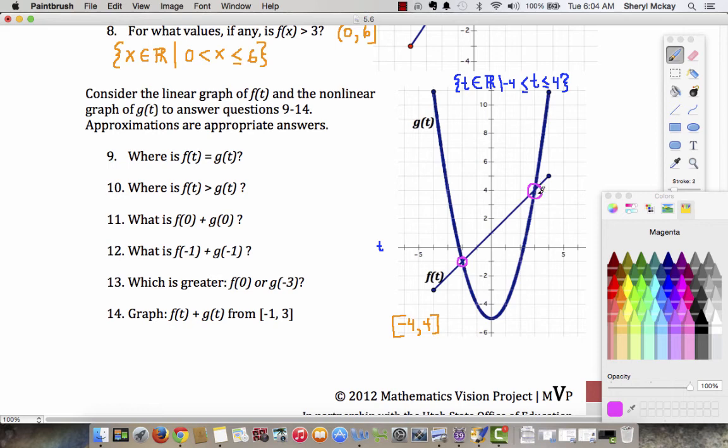That's where, when I put t in to f of t, I get the same answer as when I put t in for g of t. So this point right here is -2, -1. So we're going to say f of t equals g of t at -2, -1. And they're also equal at this point. And what's that point? That point is 3, 4.